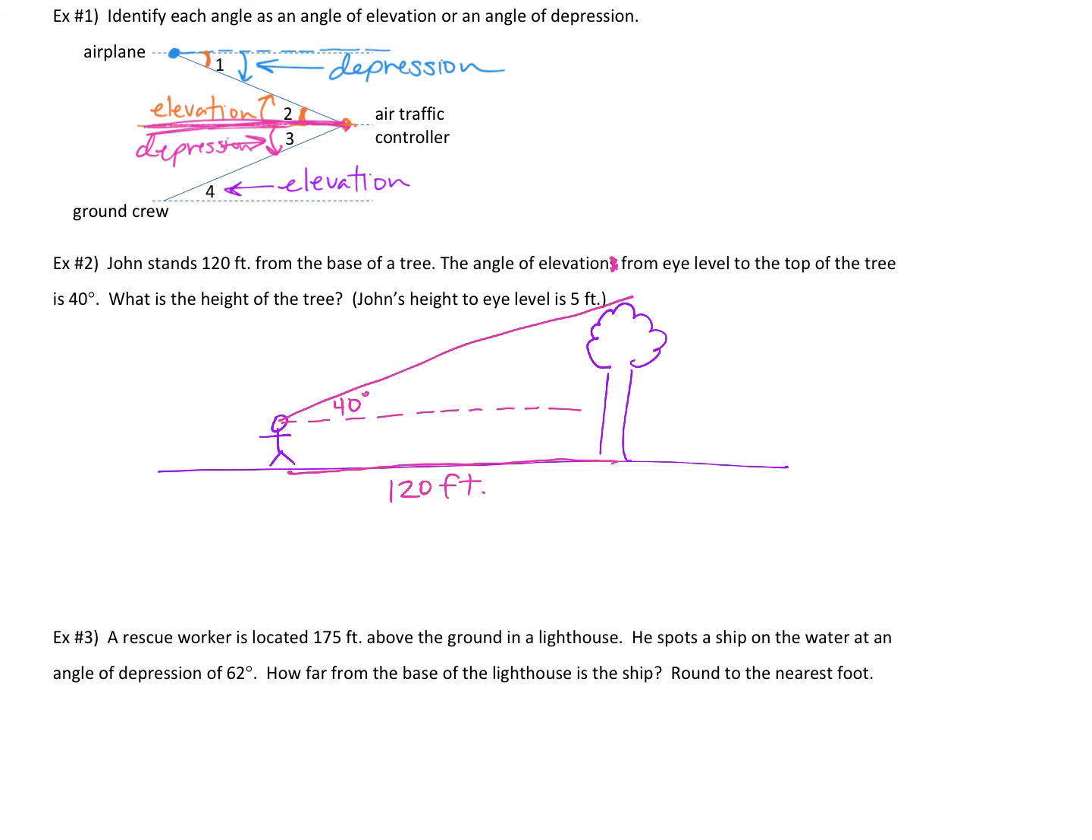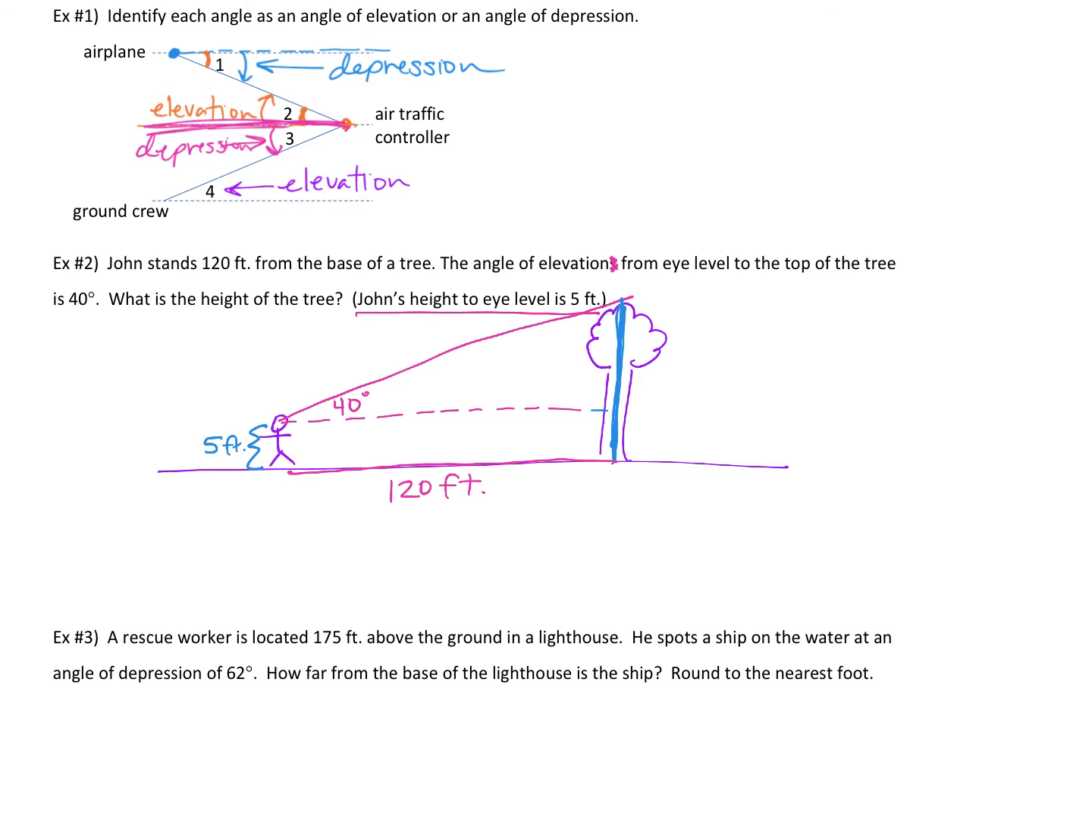What is the height of the tree? And it says John's height to eye level is 5 feet. So this right here is 5 feet, to his eye level. And we want to know this whole blue line, the height of the tree. Does anyone see where you could start here? Anything we know, anything we can do to set this problem up?